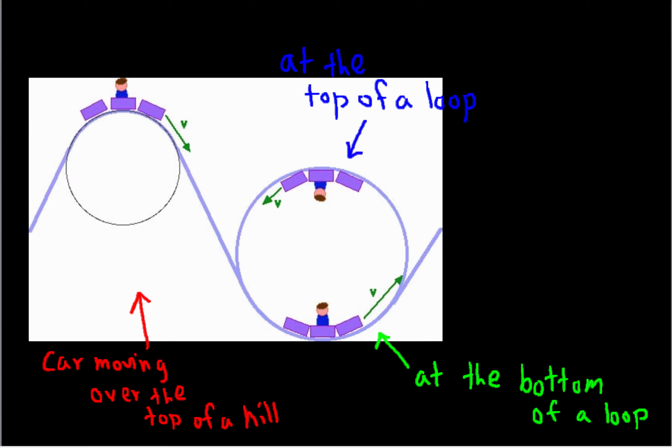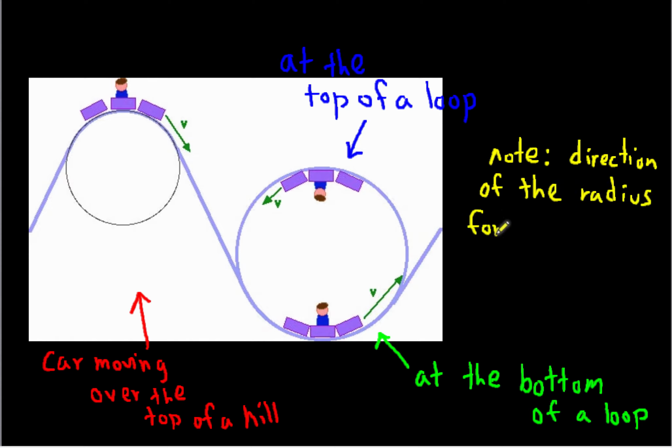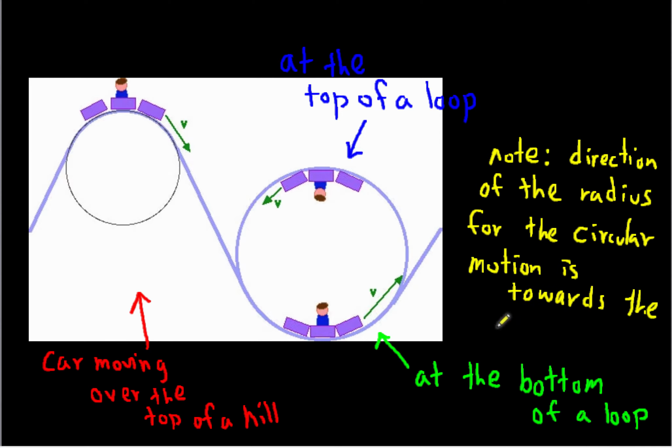No matter what situation we're looking at, it's very important to remember this note. The direction of the radius for the object in circular motion is always towards the center of the circle. The radius is a vector. It can either be pointing up or down, which means the radius can either be positive or negative. You know the direction for the radius by pointing the radius towards the center of the circular motion.